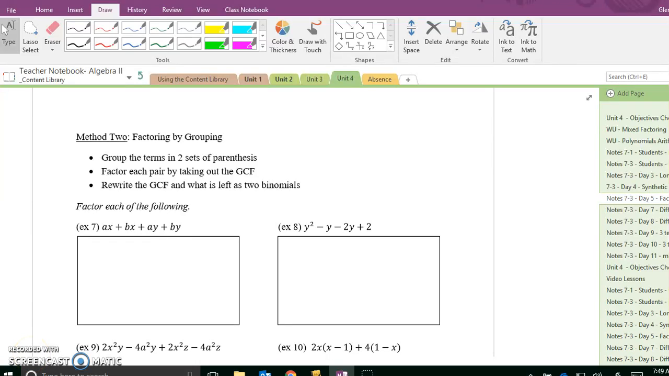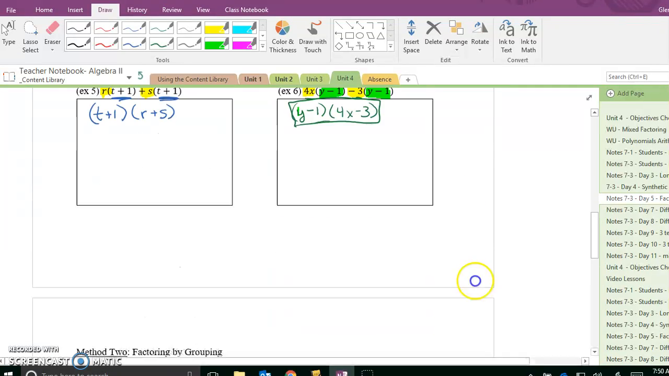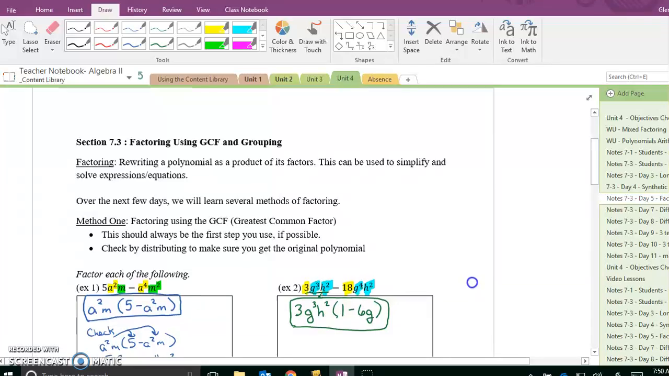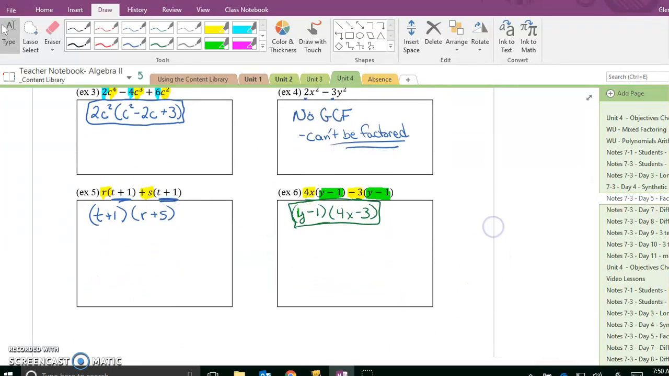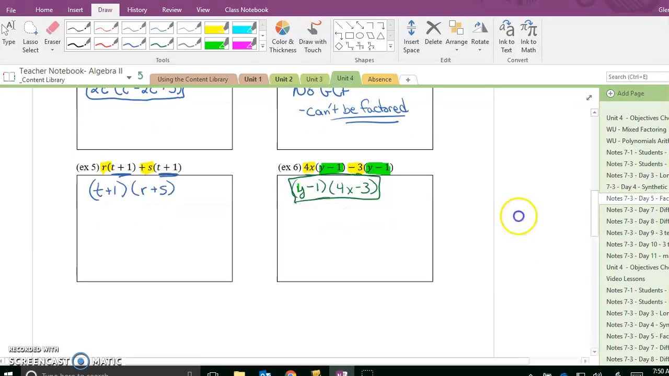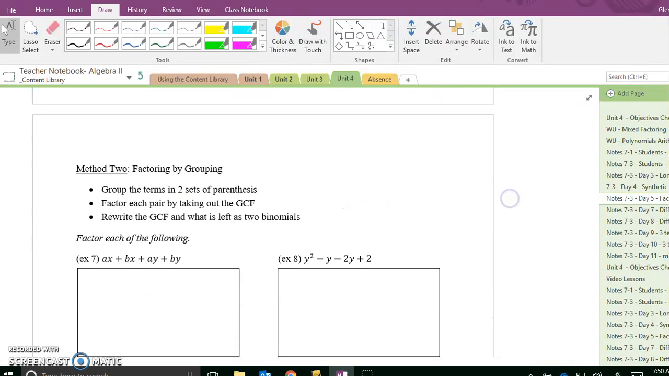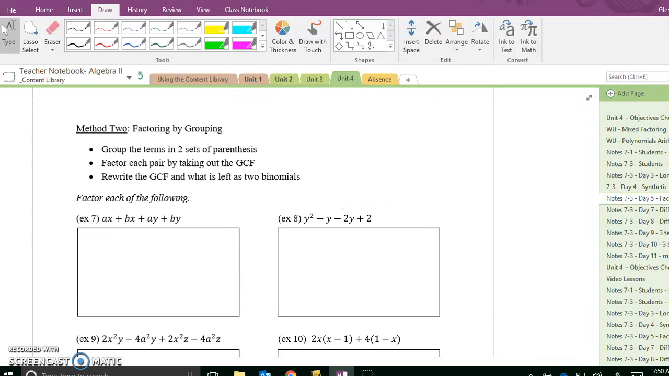Hi class, today we are on section 7.3, day 5. This is factoring by using the GCF and by grouping. Last video we talked a little bit about factoring by grouping and how to group things that are given to us and how to pull them out front. Today we're going to be looking at factoring by grouping things that are not necessarily out front. We're going to have to factor and then also group them.